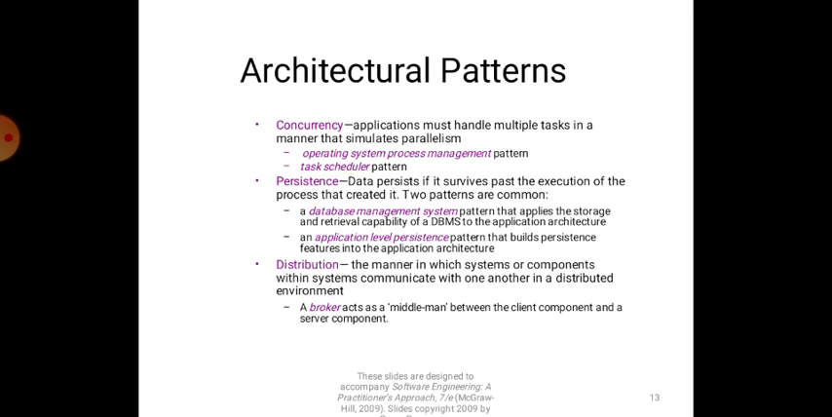So architectural patterns, students, there are some aspects related to architectural patterns. They are concurrency, persistence, and distribution. As far as concurrency is concerned, it means the application must handle multiple tasks in a manner that simulates parallelism. Students, concurrency means two or more tasks, if carried out simultaneously, we say they are concurrent in nature. So here also, when you're developing software, concurrency is important. That is, multiple tasks should be carried out simultaneously.